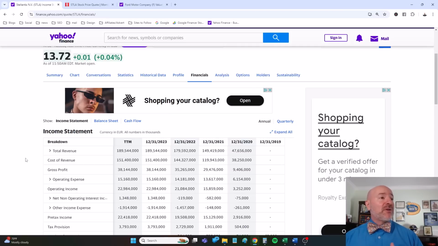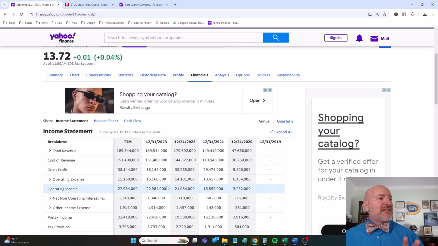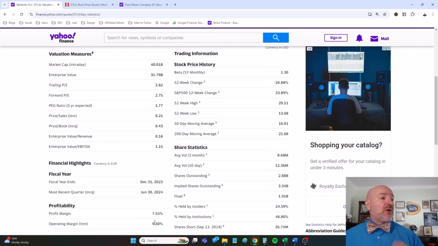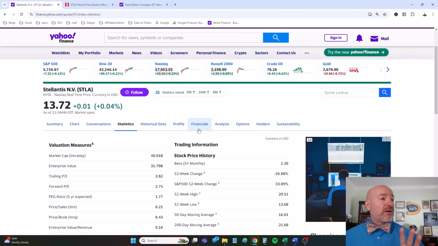Non-GAAP is a way of reporting those financials that maybe reflects a little bit better the reality of how that company is operated and how it is performing. So my guess is that these numbers here are GAAP reported, so this is what the company actually reported in its financial statements, and the statistics here are maybe the non-GAAP numbers. So I don't know, it's one way or the other.